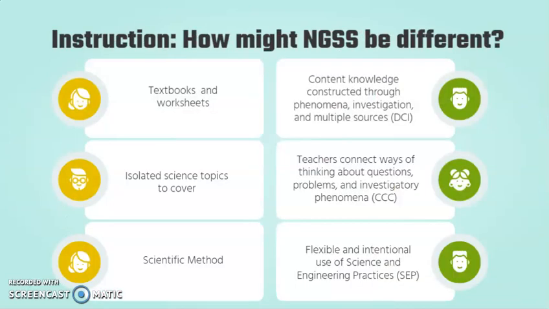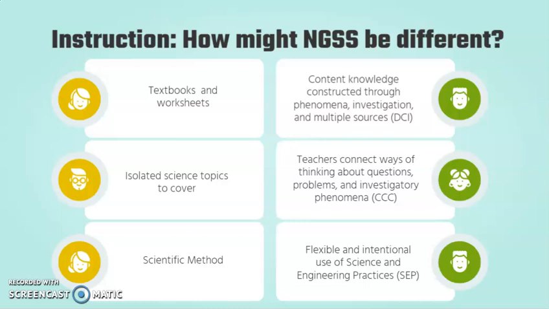The next element we'll look at is instruction. So on the left side, some of the classic ways of instructing are textbooks, possibly using worksheets that involve rote memorization. You may be using isolated science topics or units that you feel like you have pressure to cover throughout the course of the year, and you may be using the scientific method. As we shift towards NGSS, those textbooks and worksheets turn into content knowledge that's constructed through phenomena. There's many different ways that this can look.